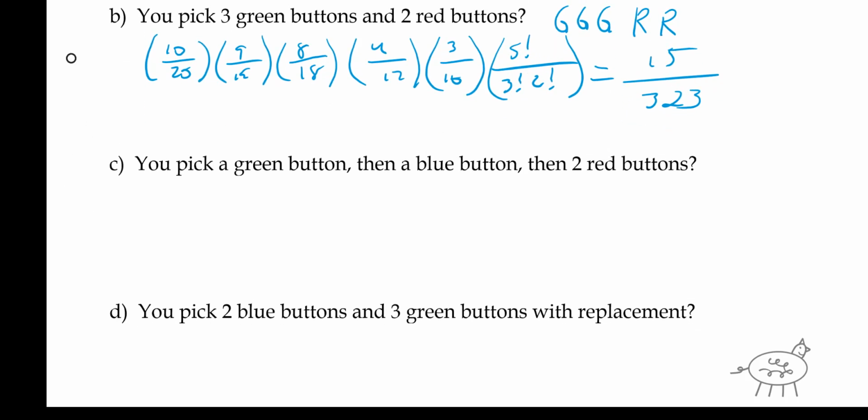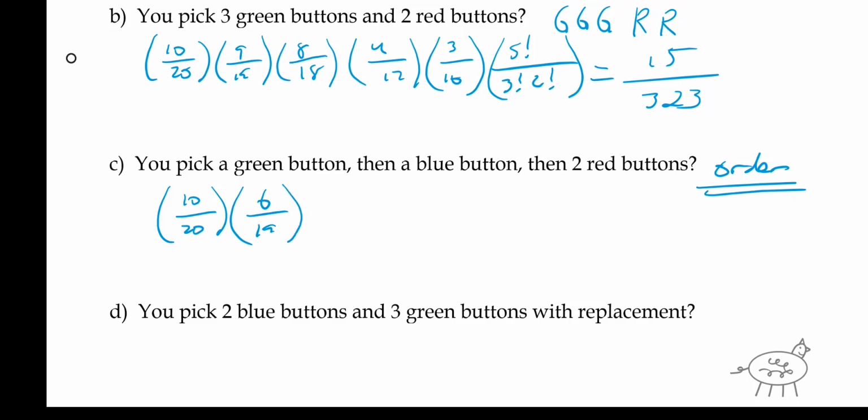Okay, so good. You pick a green button and then a red button and then a blue button and then 2 red. So there's an order here. There's no word, so this is order. So it's going to be 10 out of 20, 6 out of 19, and then 4 out of 18, and 3 out of 17. And again, there's no order factor, so it's just 2 out of 323.